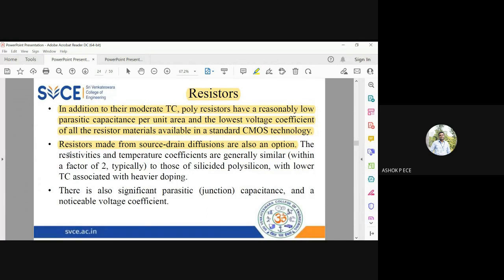The temperature coefficients are going to be very similar to those of polysilicon and unsilicided silicon, but a lower temperature coefficient can be achieved with higher doping. So if you dope heavily, you can achieve a lower temperature coefficient. But because of this, you might see a jump in the parasitic capacitance value, and the voltage coefficient, which was low, might increase if you start heavily doping your resistors.